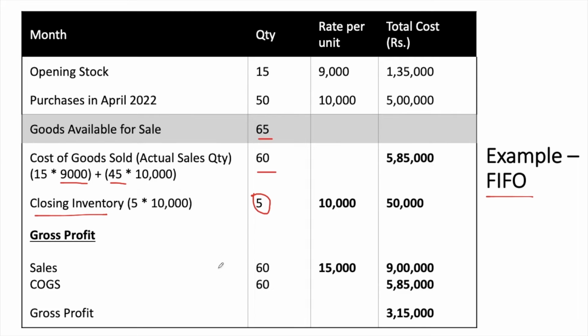So the gross profit in this case would be: 60 units were sold at 15,000 rupees, so 9 lakh rupees was the total sales. Cost of goods sold, again, we have calculated COGS here, 5,85,000 using FIFO. So your gross profit will be 9 lakh minus 5,85,000, which is 3,15,000. This is the first method, FIFO. Zoho Books and Zoho Inventory both use FIFO for calculating the value of the inventory uploaded on Zoho. Currently they're using FIFO. They're going to add one method, which we'll be discussing shortly.